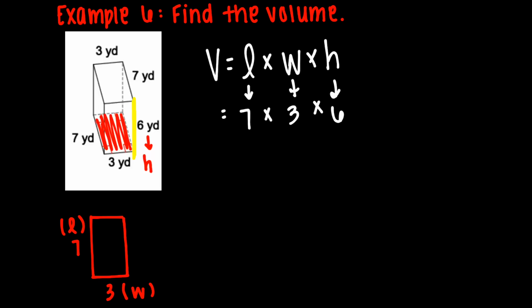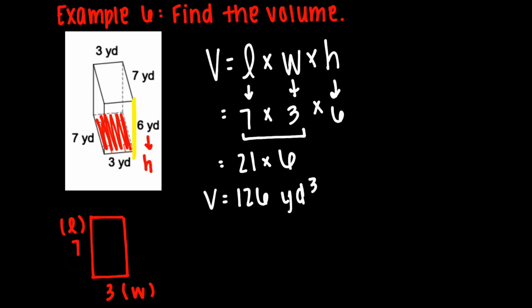So again, my first step, I'm going to take the first 2, 7 times 3. That gives me 21. I need to drop down that times 6 at the very end. And then, of course, your last step is to do that 21 times 6. When you do that in a calculator, if you do it by hand or in your head, you should get 126 yards cubed as your volume.